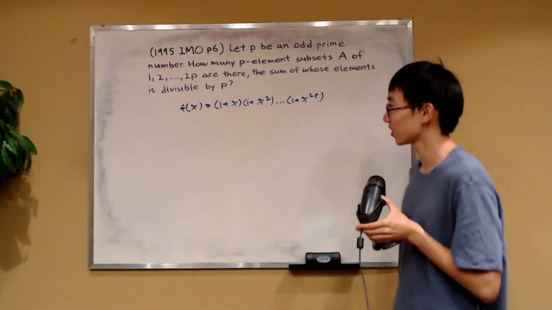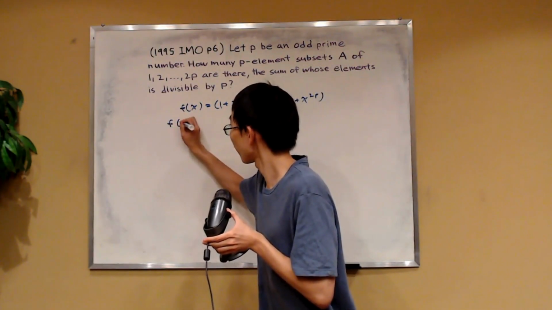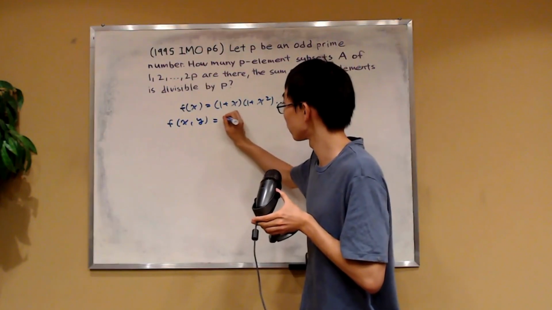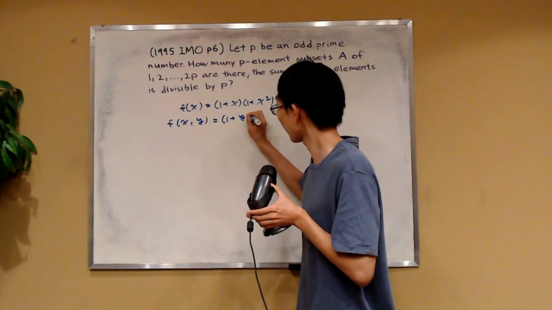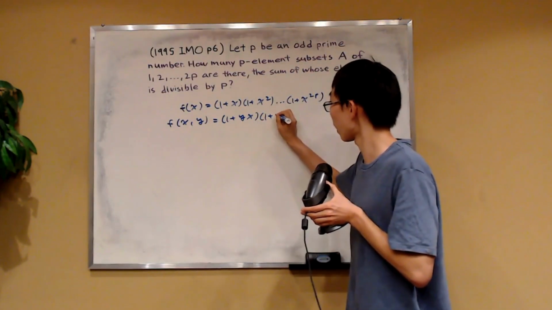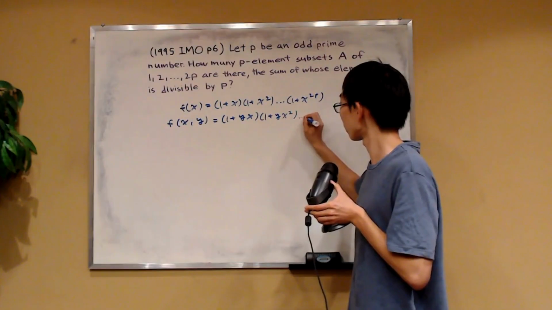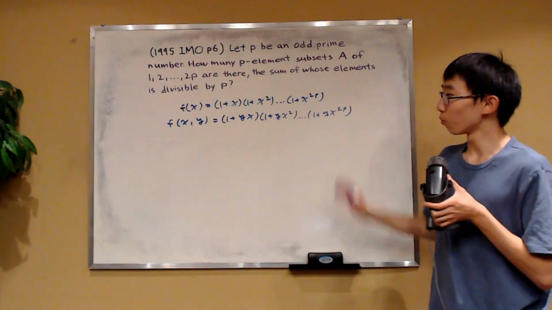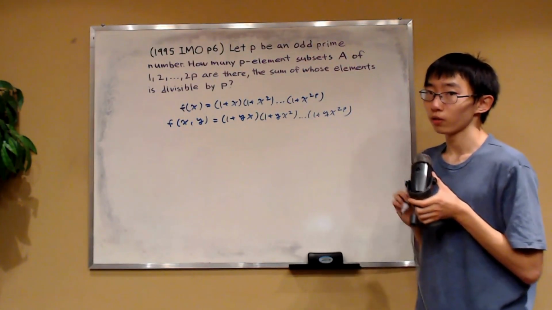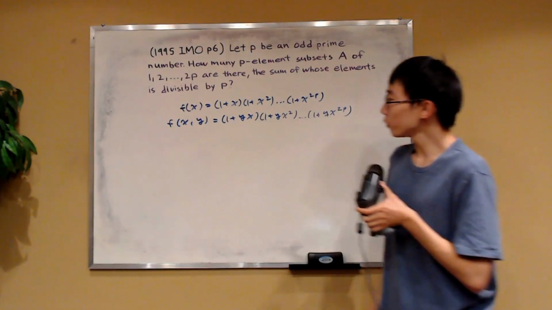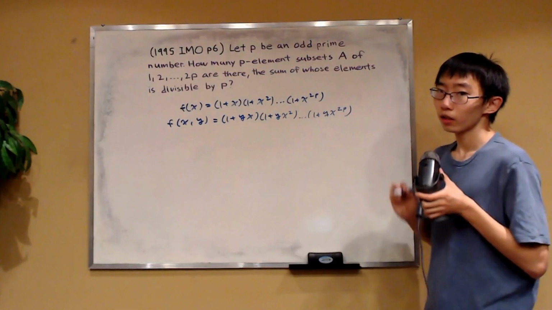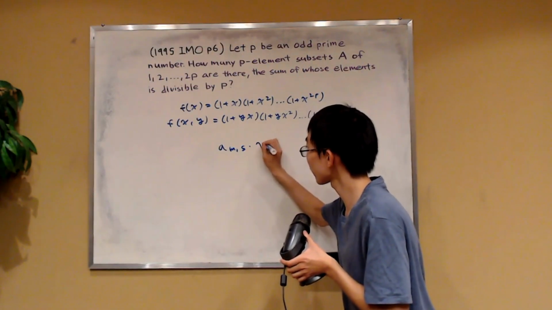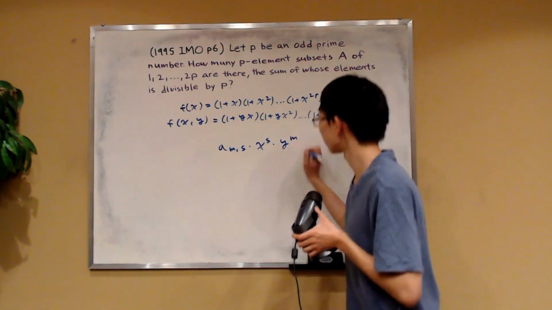Well, consider this function. Consider the function f of x, y, taking on two variables, and we're going to define this to be equal to (1 plus yx) times (1 plus yx squared) times all the way to (1 plus yx to the 2p). So, why is this function relevant? Well, consider this. Notice that if you were to expand this entire polynomial, then each term will look something like a_ms times x to the s times y to the m.